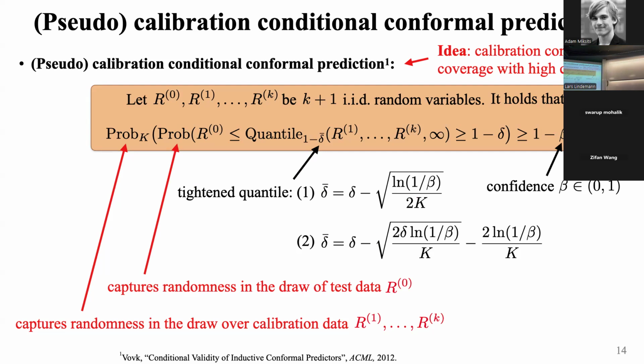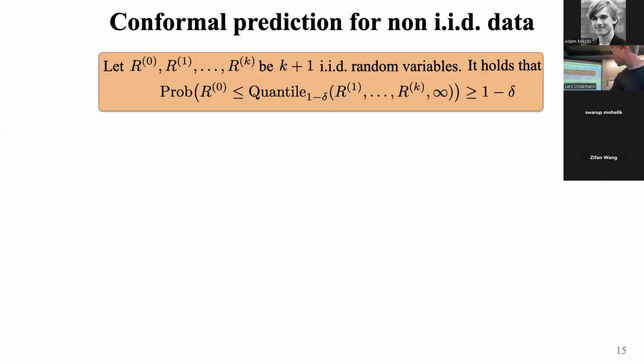And you can pick these in different ways. The details here are not important. This is in the paper. The important thing is that all you have to do to get these pseudo calibration conditional guarantees is pick a different quantile, and you know what numbers you have to put in there, right? Any questions on this so far? Everything clear?